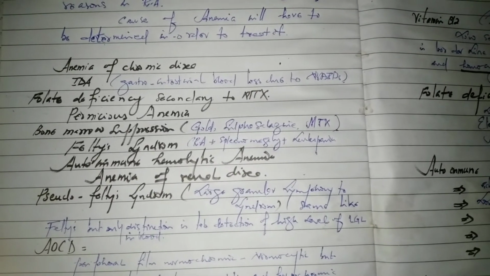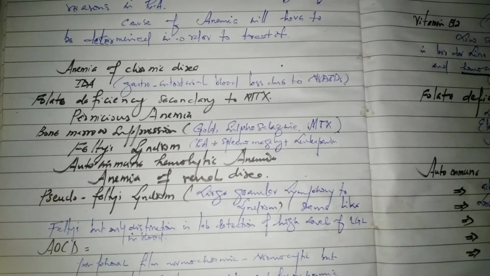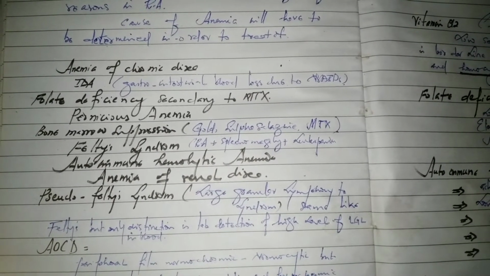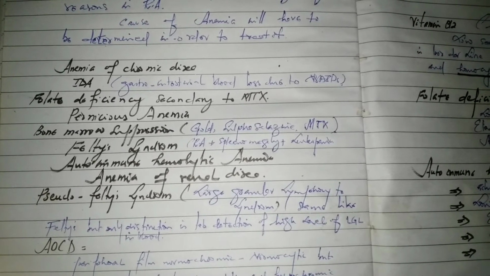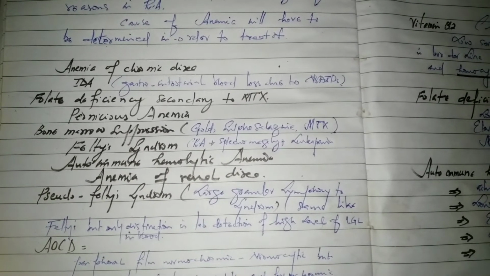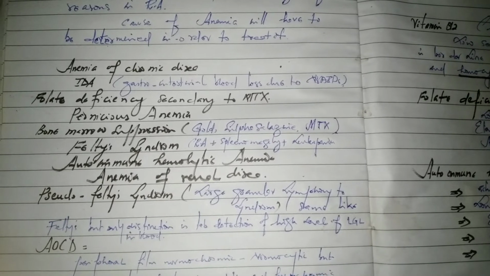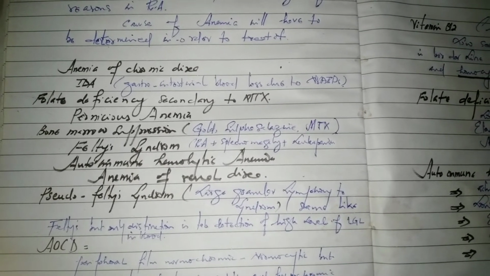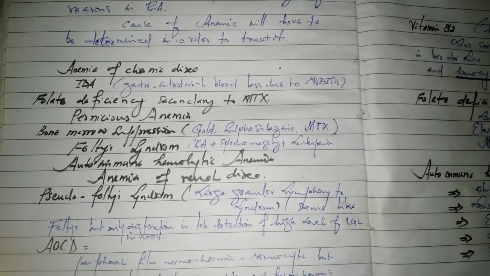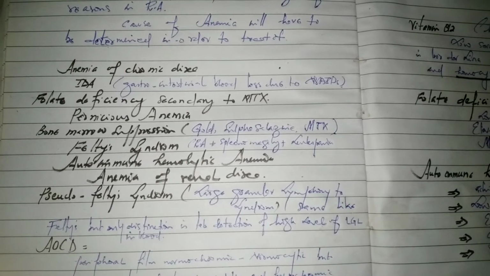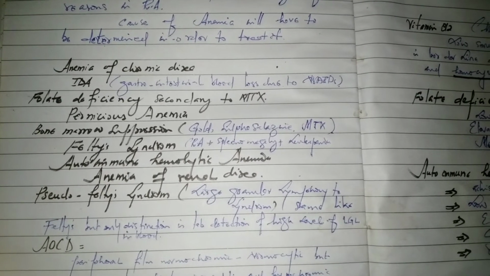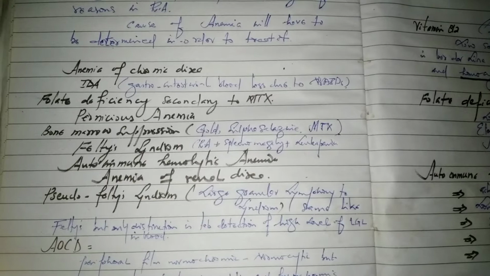Bone marrow suppression. In the previous time, gold was also used in the treatment of RA, but nowadays it is not used. But other drugs such as methotrexate and sulfasalazine can be used in rheumatoid arthritis and they have got a direct bone marrow suppressing impact.